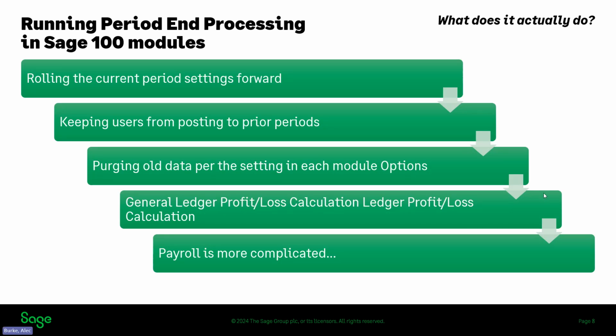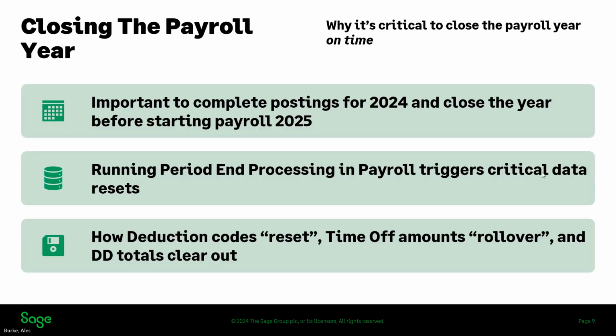Payroll, of course, is always more complicated. There is the closing of the year-end payroll module. That action on its own triggers several important events at year-end close. We're going to look at those as well. It's really important to complete your postings for 2024 and close the year before you start your payroll for the new year.